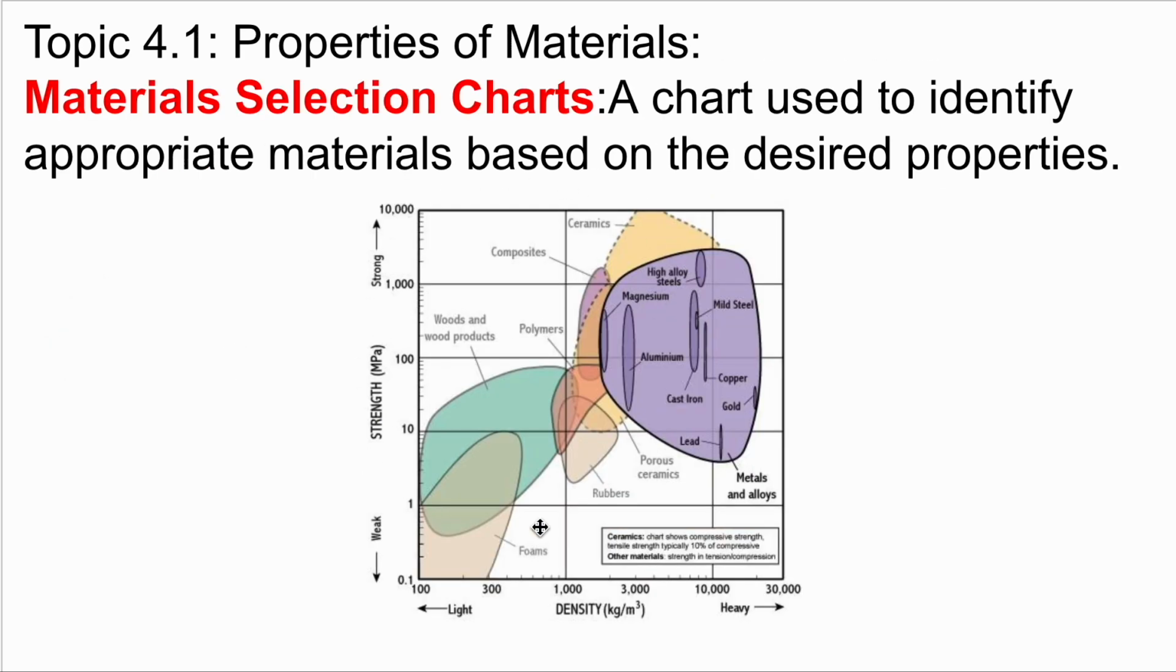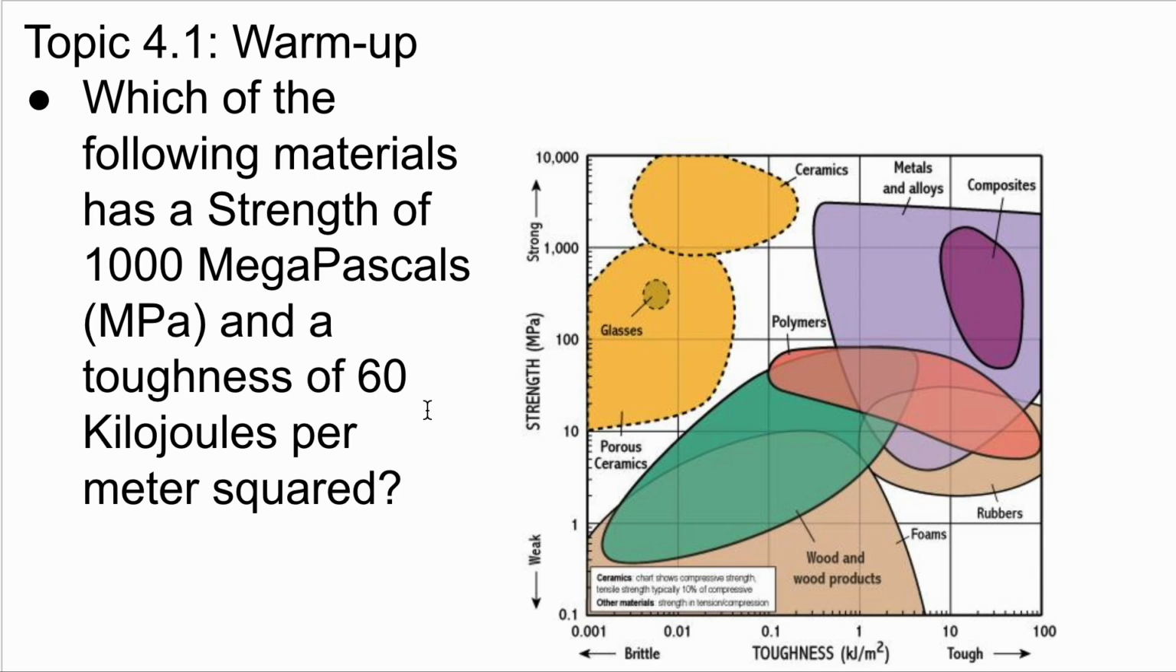This brings me to this material selection chart. A material selection chart is the chart that is used to identify the appropriate materials based on the desired properties. So let's learn how to read a material selection chart. Let's use this one right here. When I look at this, I'm going to start by looking at the Y and X axes. So to start, I can see on the Y axis, I'm looking at strength, and this is measured in megapascals. And so we can see that we have weak down here and strong up here.